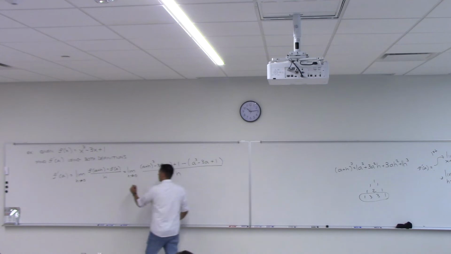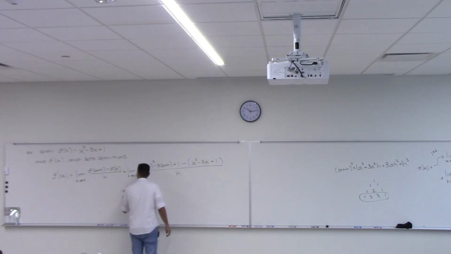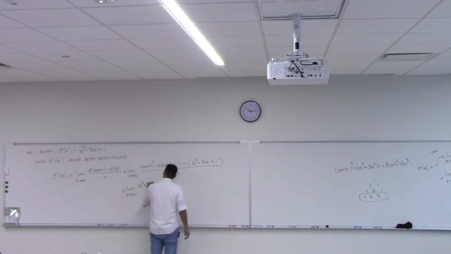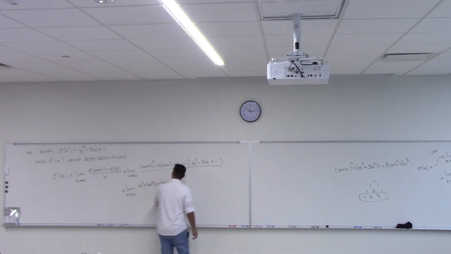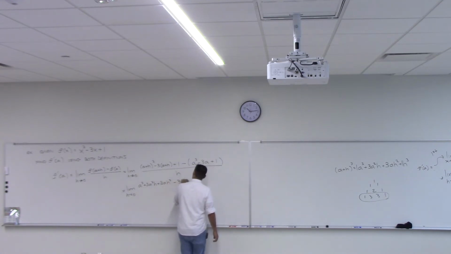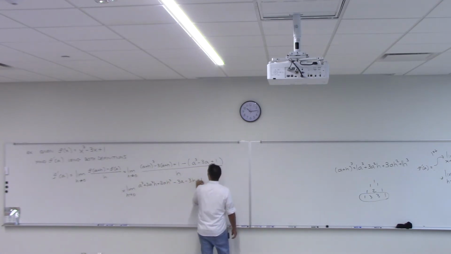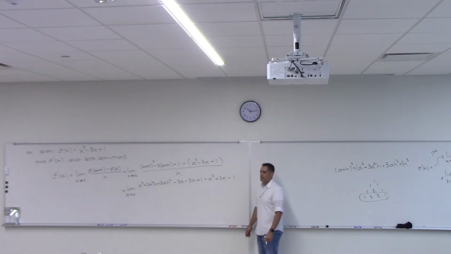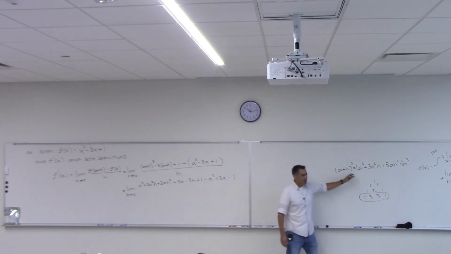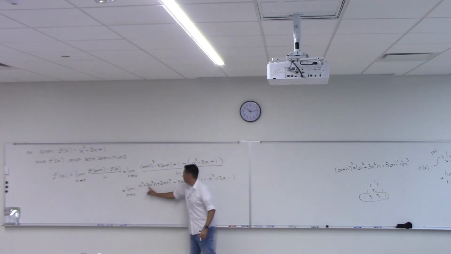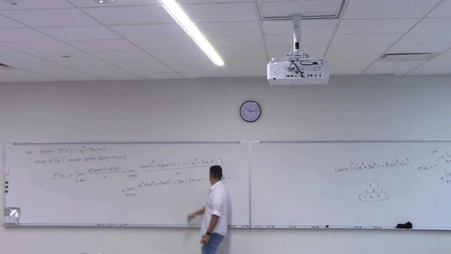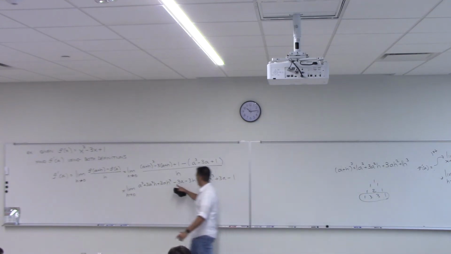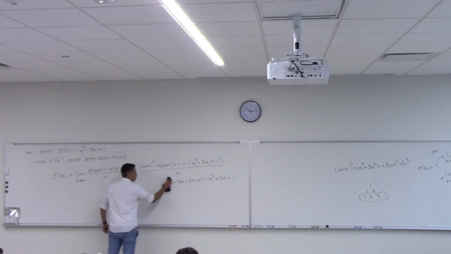So this becomes limit h goes to 0, a cubed plus 3a squared h plus 3ah squared minus 3a minus 3h plus 1 minus a cubed plus 3a minus 1. So I've done the expansion of this, right? That's the first 1, 2, 3, 4. Wait a minute, hold on, I'm missing something, aren't I? What am I missing? Missing my h cubed right there.